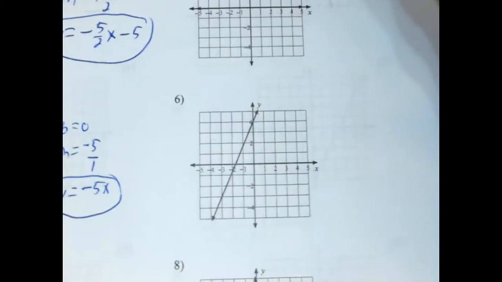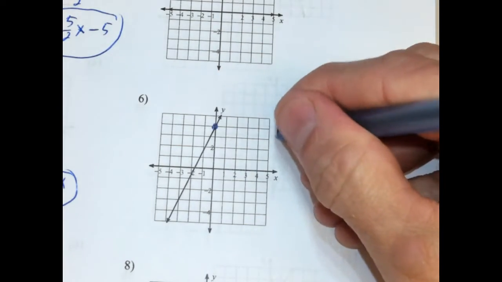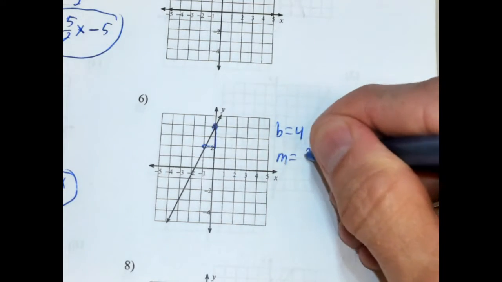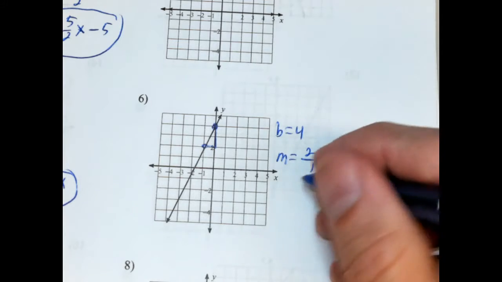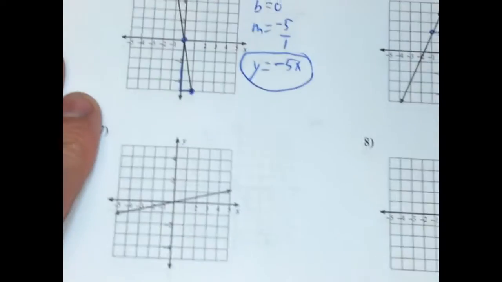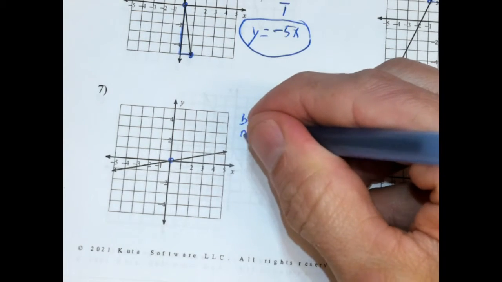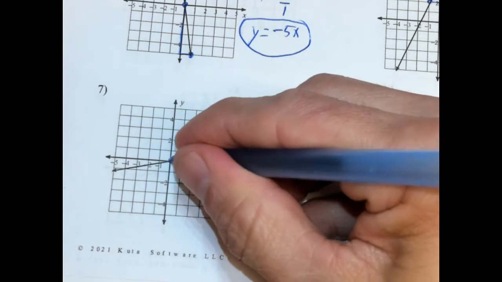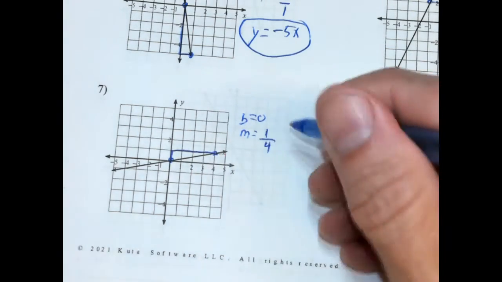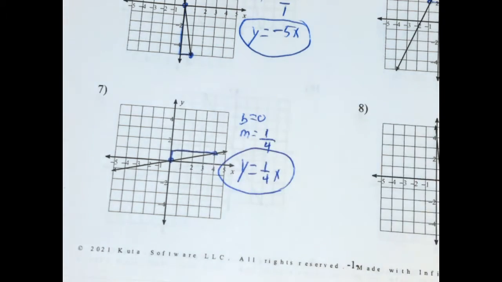Number 6, our y-intercept is right here at 4, so b equals 4. The next point's there, so our vertical change is 2, horizontal change is 1, it's positive, so it's 2 over 1. So y equals 2x plus 4. Okay. Number 7, our y-intercept is 0. Our next point is there, so we go up 1. Our vertical change is 1, our horizontal change is 4. So y equals 1/4 x plus 0, so y equals 1/4 x.